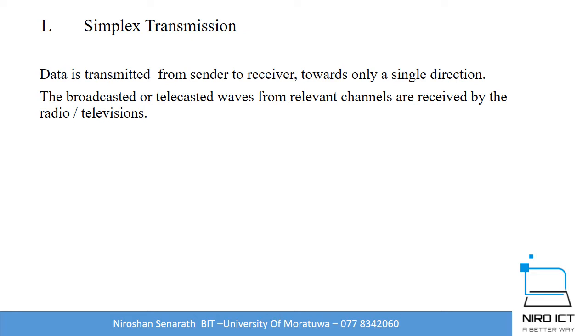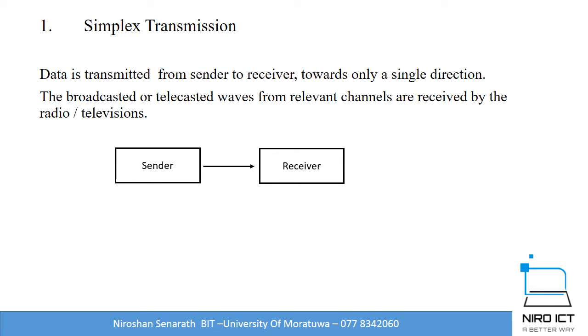So that is a simple explanation. Data is transmitted from sender to receiver towards only a single direction. That is simplex data transmission. The broadcasted or telecasted waves from relevant channels are received by the radio and television. We know what the channels are, because we are familiar with FM and AM or TV channels. Here I'll show you some diagrams to understand this concept. Look at this one. This is the sender, who is sending some data or a message to the receiver.